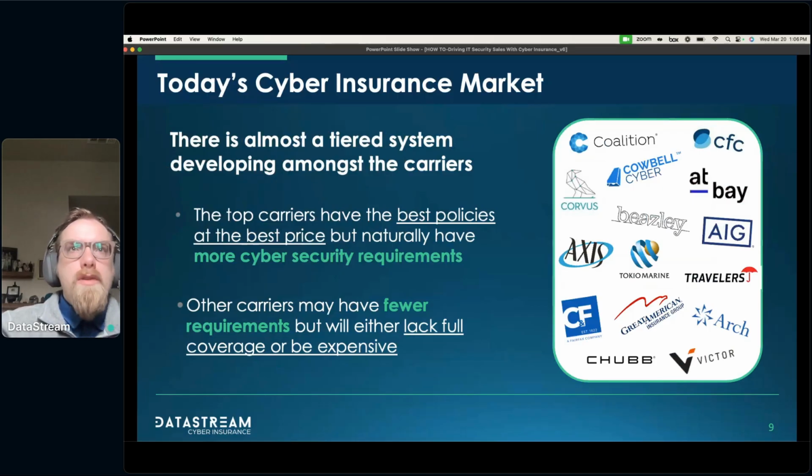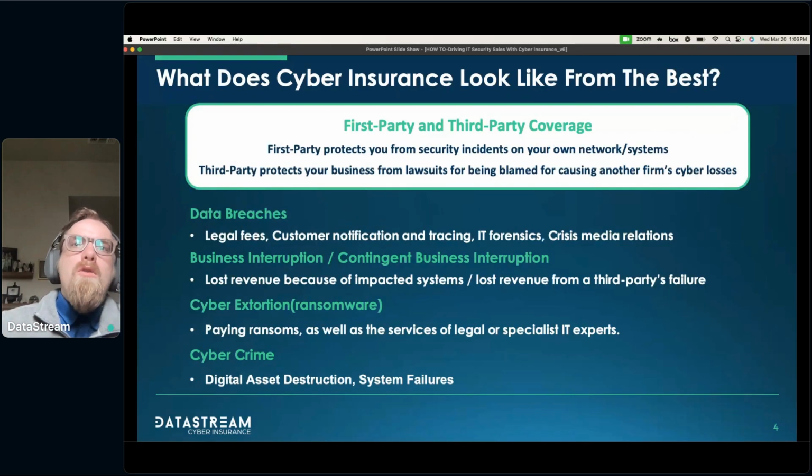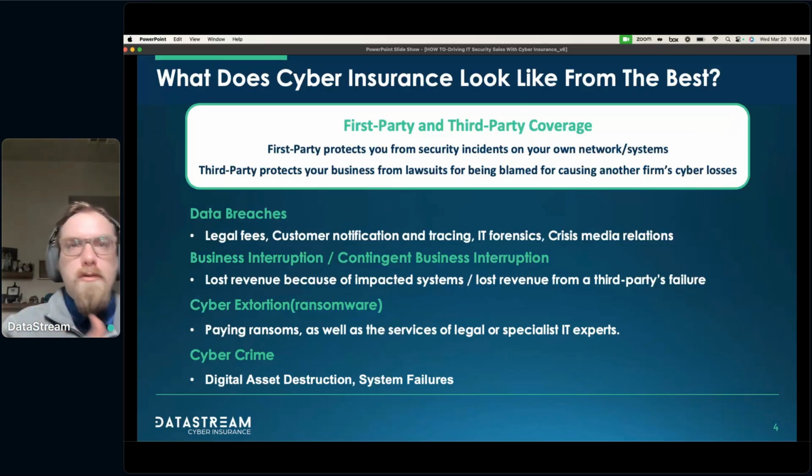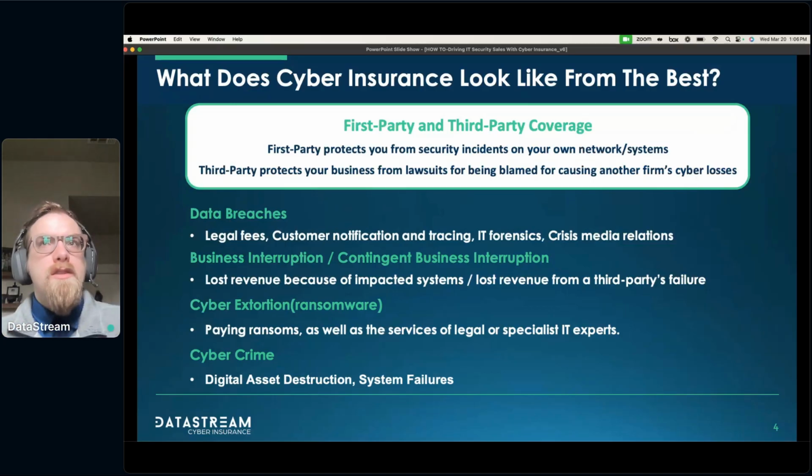So I set all this up to give you an idea of how the customer is going to need to navigate the cyber insurance space, right? It's really a balance between these things: the coverage versus the requirements versus the cost.